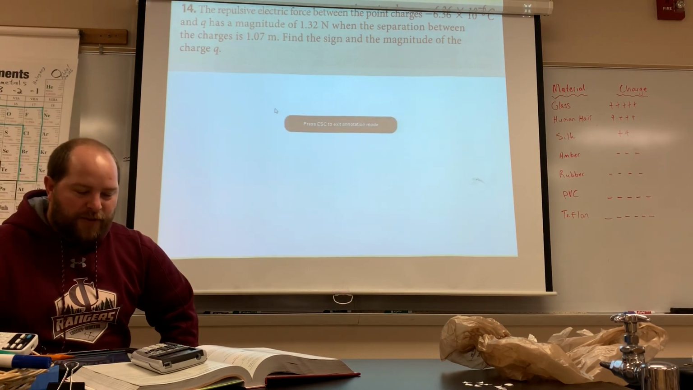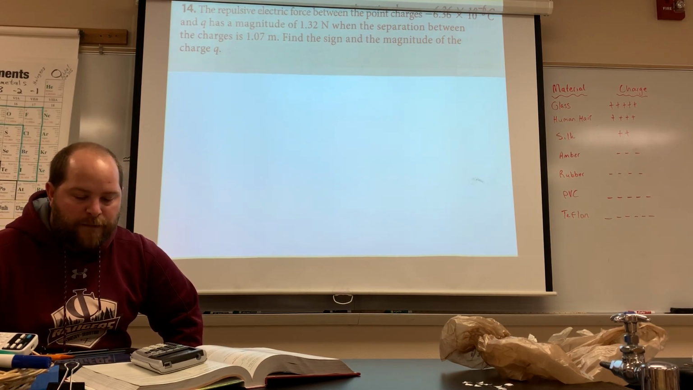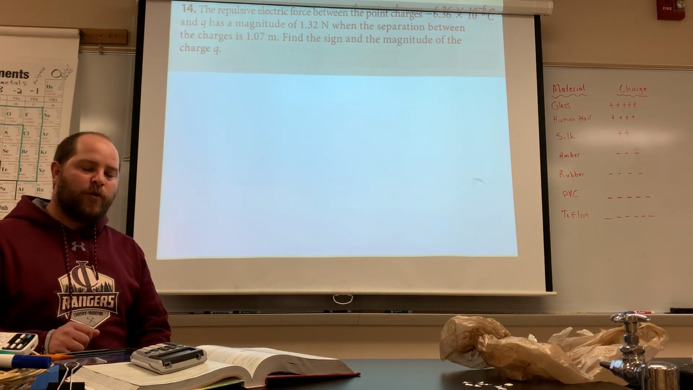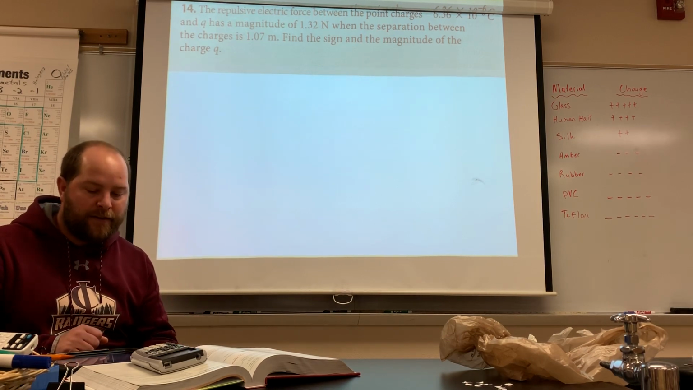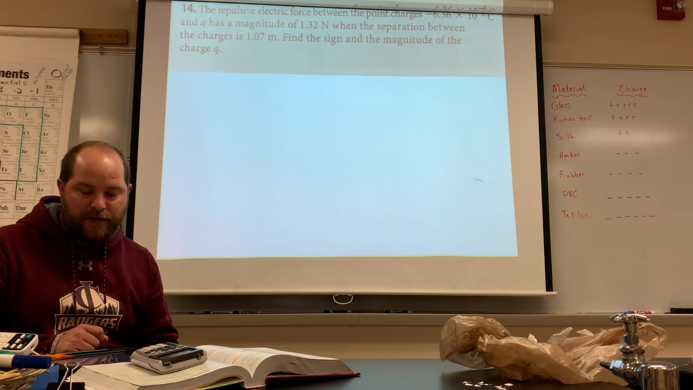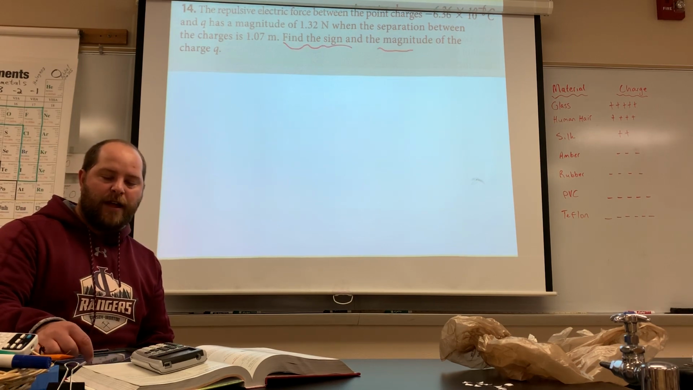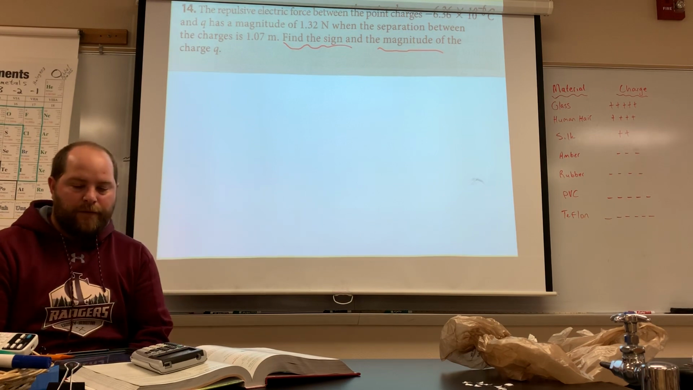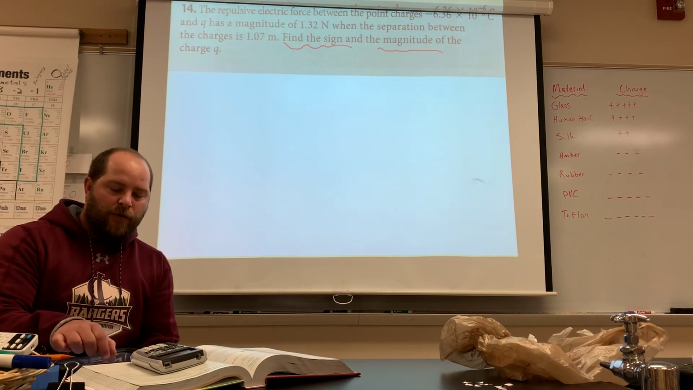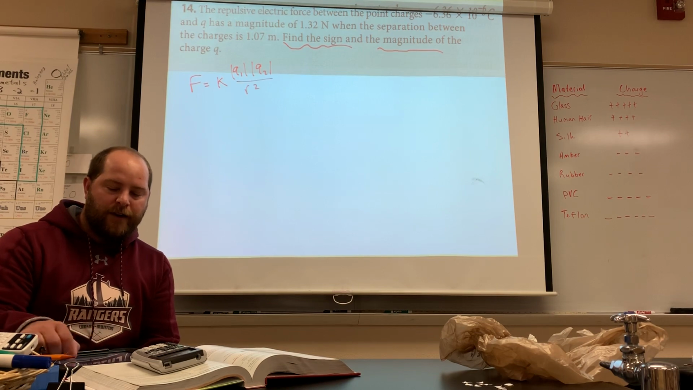All right. So then let's look at another one of these. It says the repulsive electric force between the point charges, and then we have a negative value there, and Q has a magnitude of 1.32 newtons when the separation between the charges is 1.07 meters. Find the sign and magnitude of the charge Q. Okay, so we're going to use Coulomb's law again. So force equals K times Q1 Q2 all over R squared.